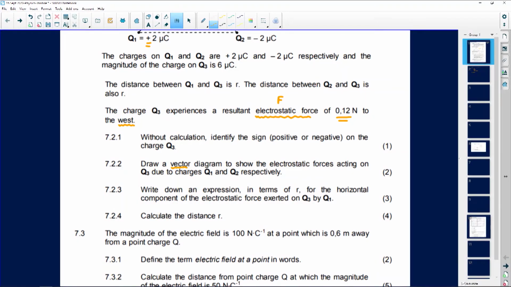How I always teach my kids: always put your point at what is going to be affected, and then think about if this one comes along, is it going to attract or is it going to repel? And that is then how you draw your vector diagram. So let's look at this question.